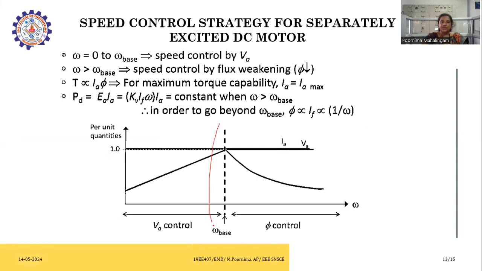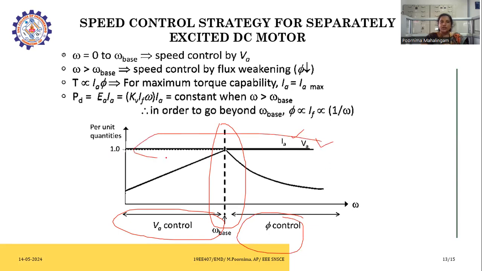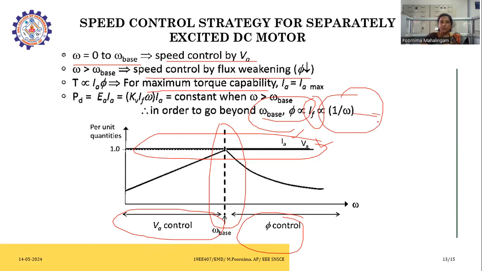What about the base speed? If this is the base speed, what happens in the armature control method? What about power, and what is field control? What about the voltage and current? And we have seen these per-unit quantities. So when omega is equal to 0, up to base speed, control is by armature voltage, and speed weakening is by the field weakening method, with maximum torque capability up to the base. Flux is directly proportional to field current and inversely proportional to omega. So power P is equal to EA.